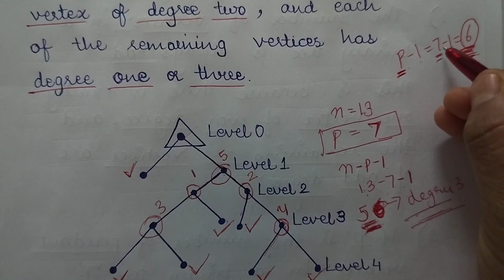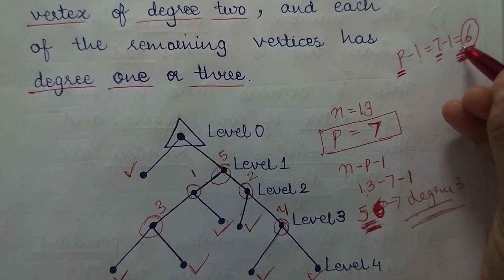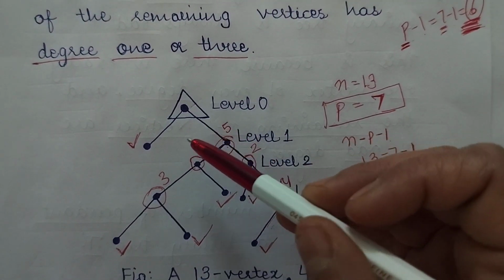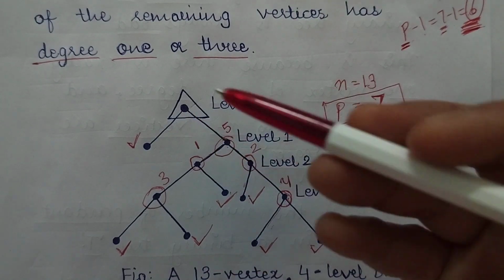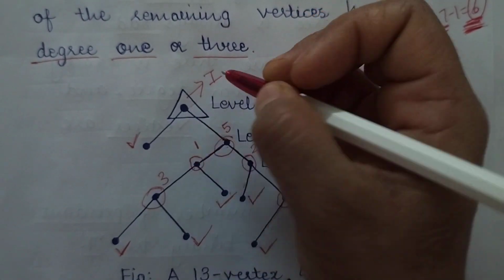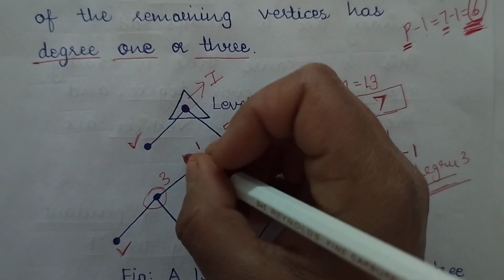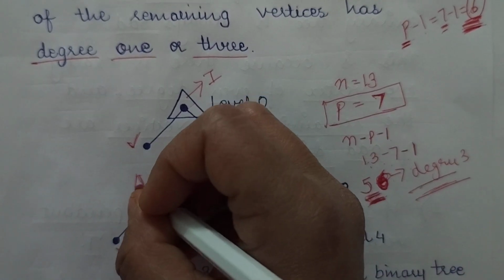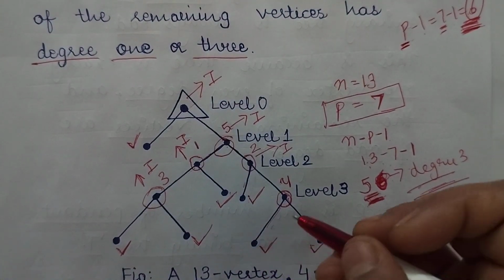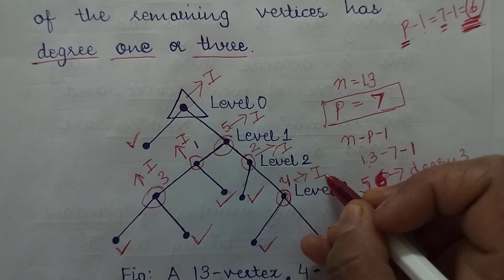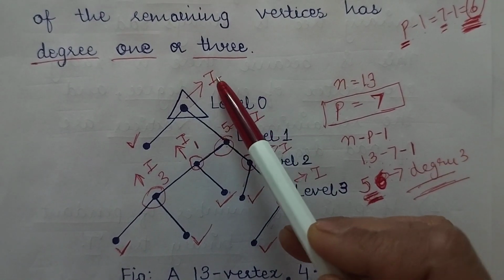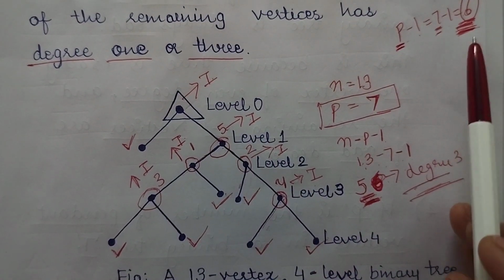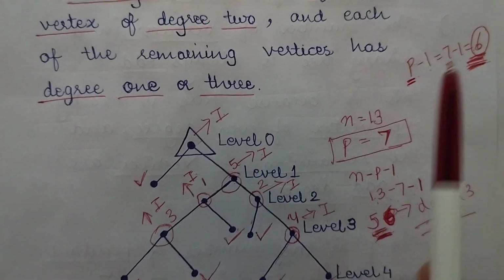So as per the rule, the total number of internal vertices must be 7 minus 1, which is equal to 6. So here I can clearly see how many internal vertices I have. I have a total of 6 internal vertices. This is 1 internal vertex. This is another internal vertex. This is also an internal vertex. This is also an internal vertex. This is also an internal vertex. Then this is also an internal vertex. So how many internal vertices? 1, 2, 3, 4, 5 and 6. In total, I am having 6 internal vertices.